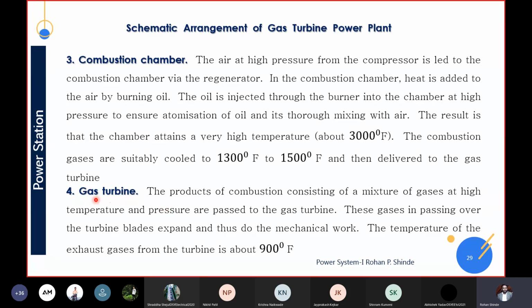Now the exhaust gases are there over the gas turbine, and these exhaust gases have how much amount of energy or heat? 900 degrees Fahrenheit. Now this 900 degree Fahrenheit heat has to be utilized to raise the temperature of air, so these exhaust gases have to move towards the regenerator for extracting this heat.